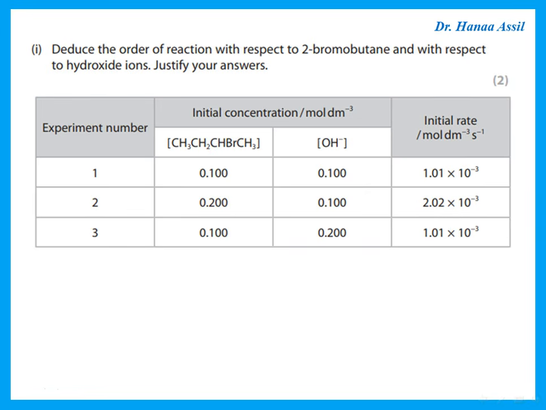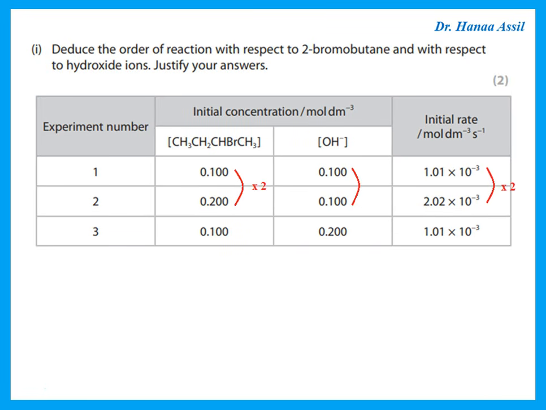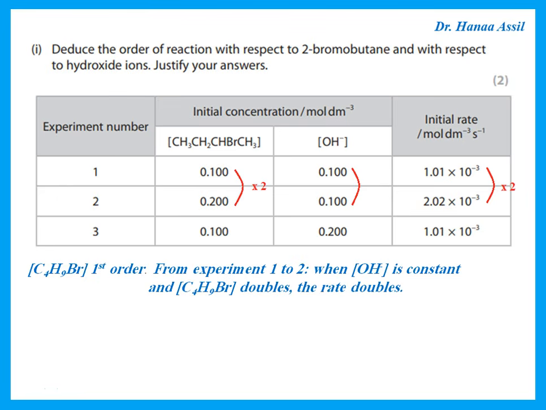Okay, when we have this kind of table, we look at two experiments in which one of them is constant and the other is changing. So if we look at experiment 1 and 2, we find that the concentration of hydroxide ions is constant. So we look at the other one. The other one has doubled. What happened to the rate? The rate doubled. If this doubles, then the order is first order. So with respect to the alkyl halide, it is first order because we're looking at experiment 1 and 2.